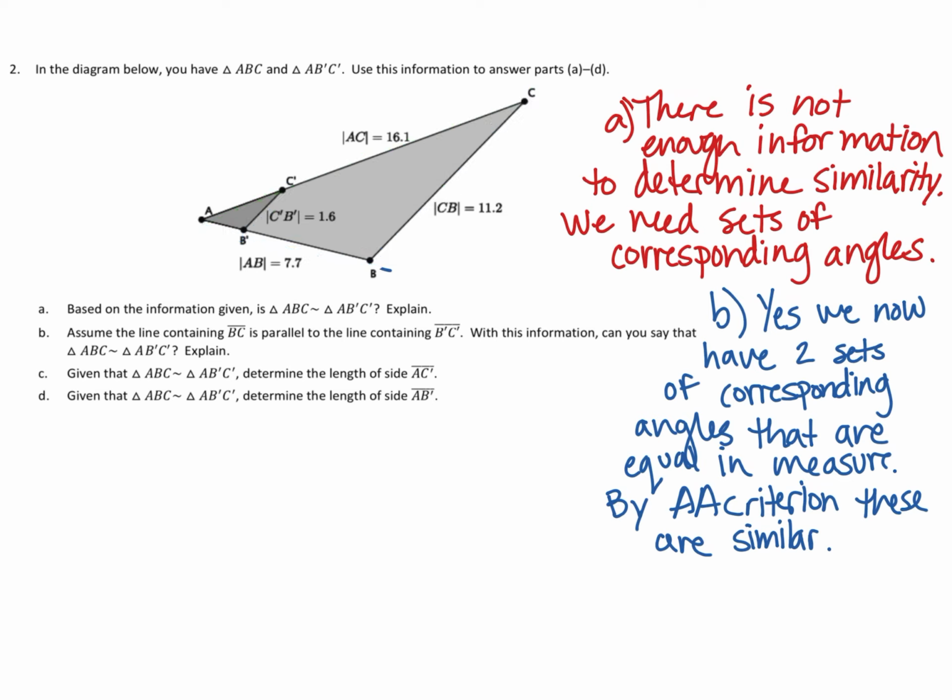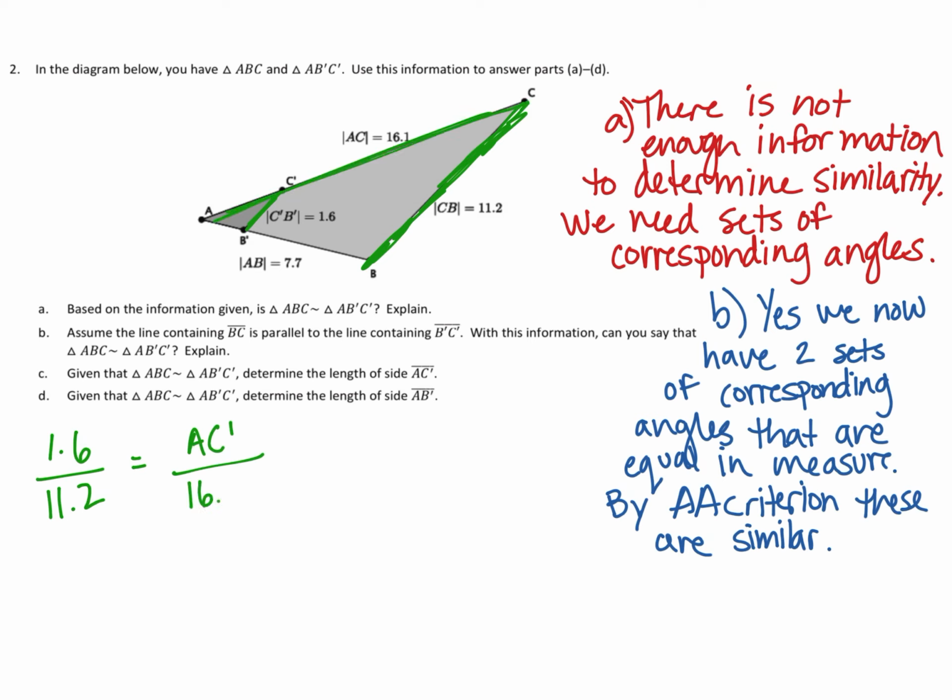C, given that they are similar, determine the side length of A'C'. So we have a relationship between 1.6 and 11.2, which helps us find the scale factor. That's the new divided by the original. So on the other side, we need the new, which is AC', divided by the original, which would be AC.